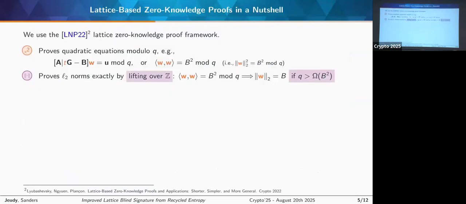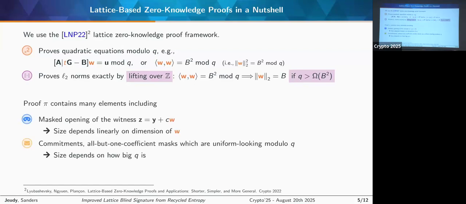and that without leaking our secret trapdoor R. I also need a high-level understanding of lattice-based zero knowledge, and for that we will use the now famous LNP framework from Crypto 2022. In a nutshell, it allows proving quadratic equations mod Q, like proving knowledge of a tag and a preimage of U for A_T, or proving norm constraints mod Q, that is, W inner product with itself equals B squared mod Q. And the framework then lifts those norm equations over the integers as long as Q is somewhat larger than B squared, so that there is no wraparound mod Q and the equation actually holds over the integers.